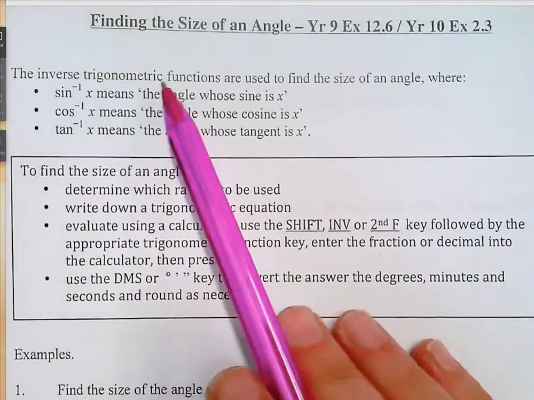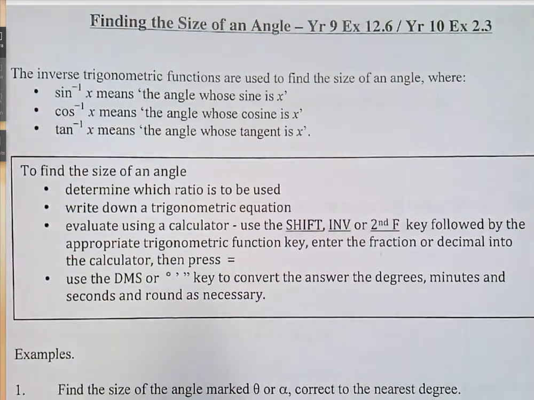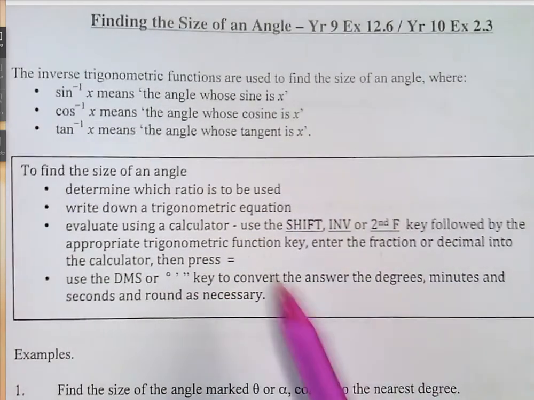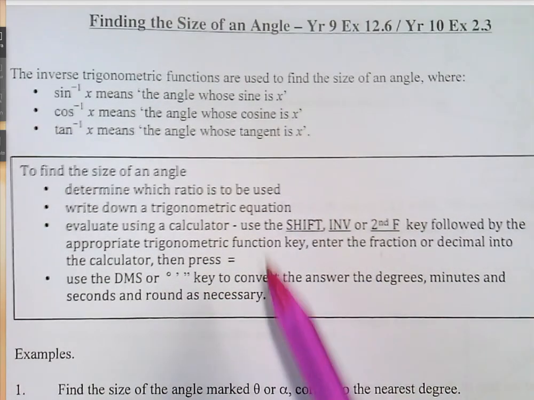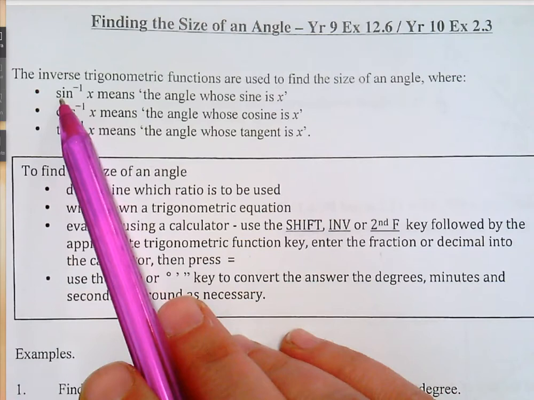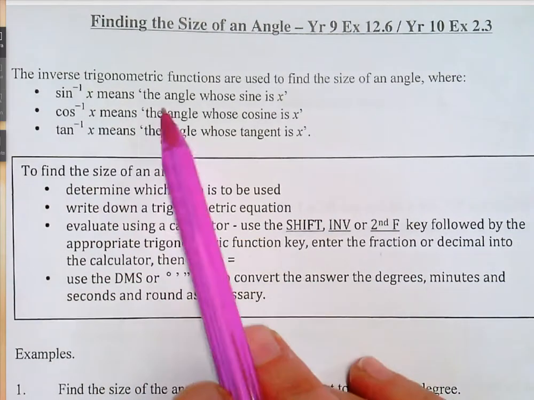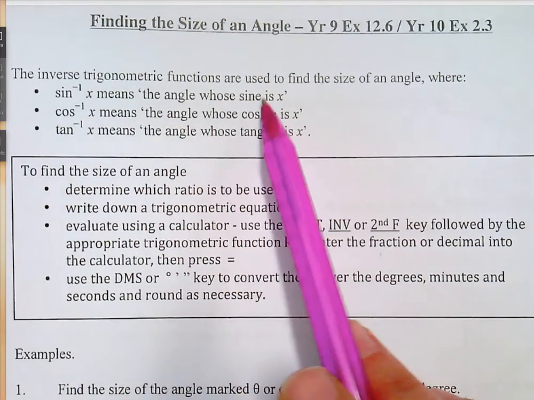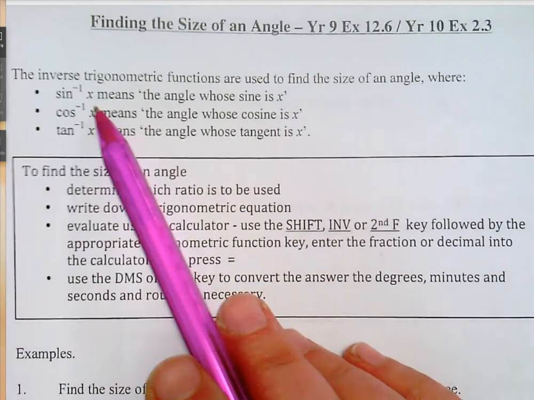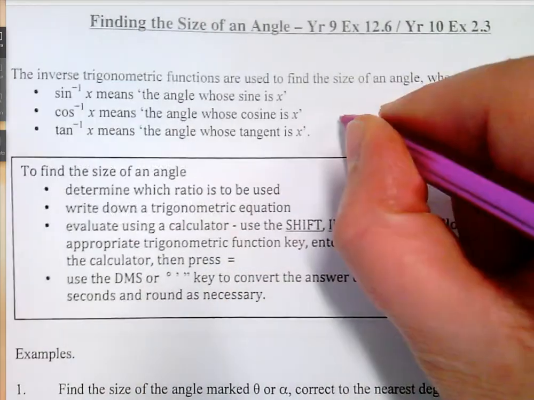Now, inverse trig functions. You did look at this in our first lesson when I taught you how to use the calculator, where you had to go sine, shift sine, second function sine. Do you remember you were doing those to find the size of the angle? So when you see this, sine to the minus 1 of x, it means the angle whose sine is x. Cos to the minus 1 of x. So you will see it like this.